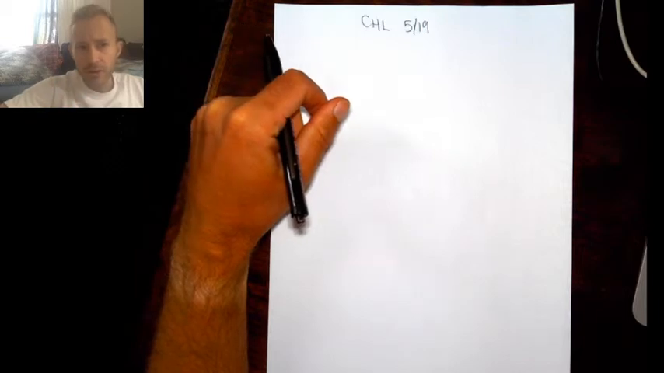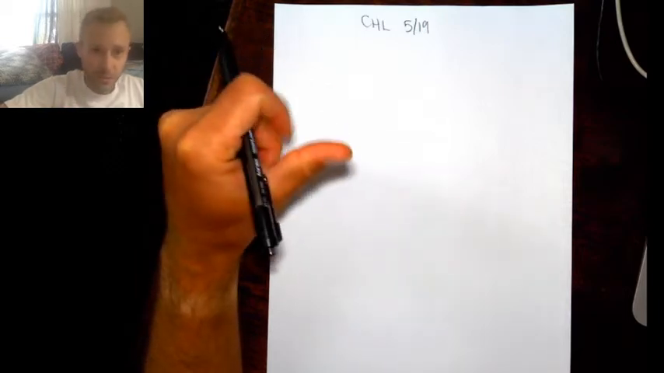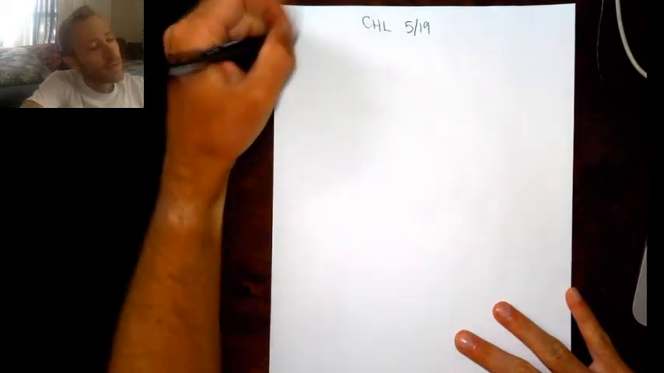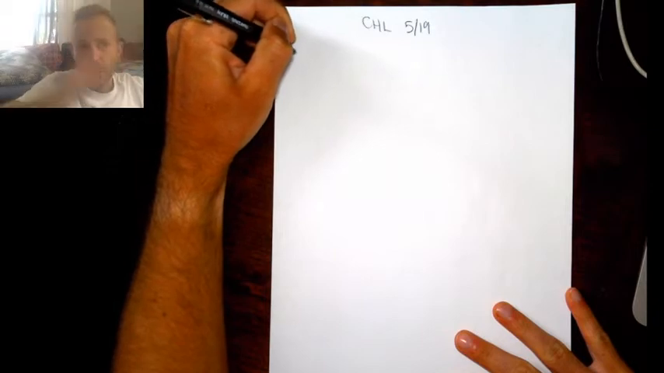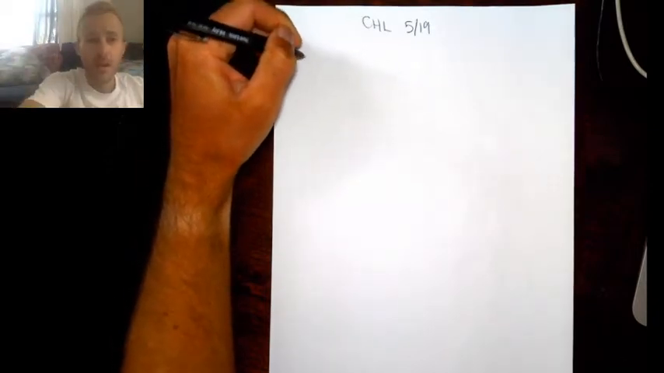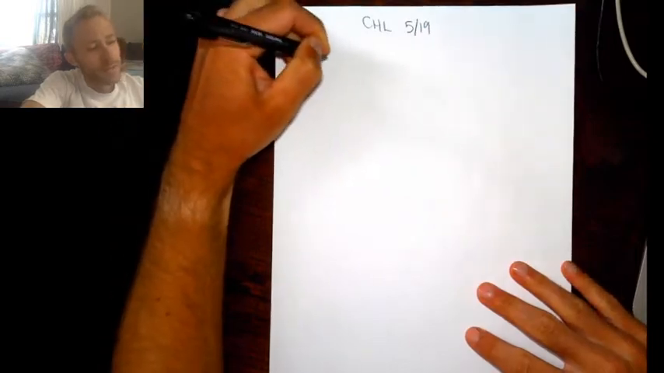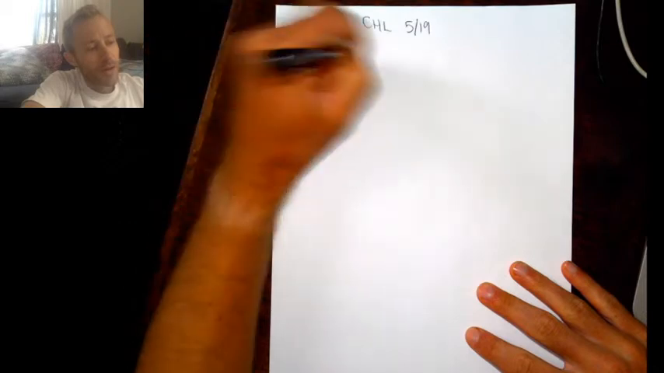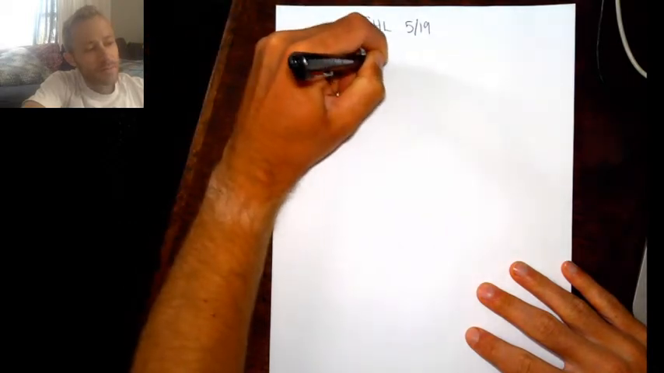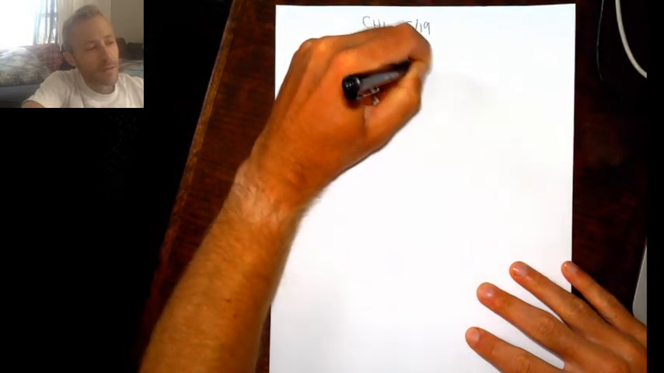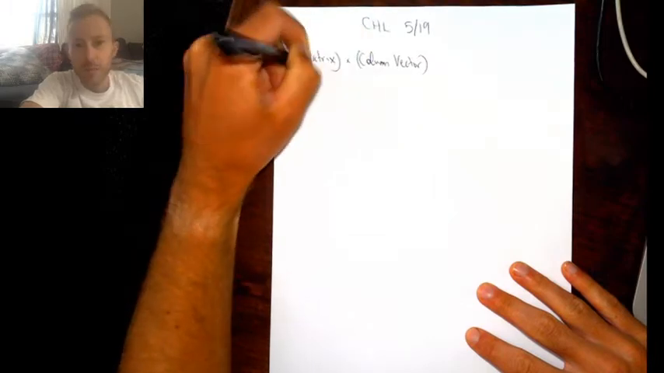Today we're going to be talking more about special relativity. In order to understand today's lesson, you need to know a little bit about matrices. So I'm going to teach you how to multiply a matrix by a column vector. So how do we take a matrix and multiply it by a column vector?